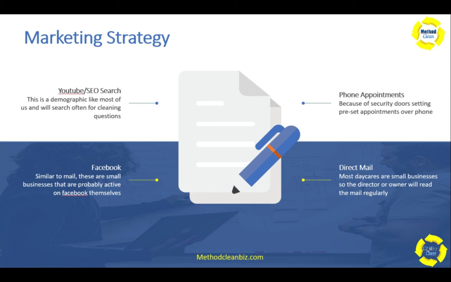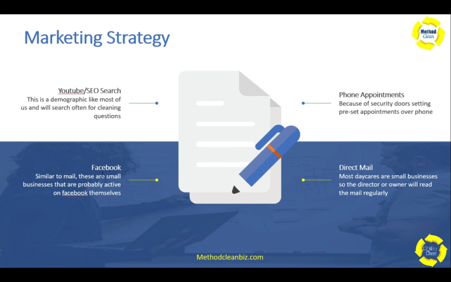So the next one would be direct mail. Most daycares are small businesses just like us, so they will read the mail on a regular basis. So that's why direct mail can be very effective for these size businesses, and it's probably pretty easy to find out who the owner is if you didn't call them first. Generally speaking, I prefer direct mail after you speak with somebody. But if it's a cold mail, you should easily be able to find who the owner or director is. This is something that they would publicize on their website.